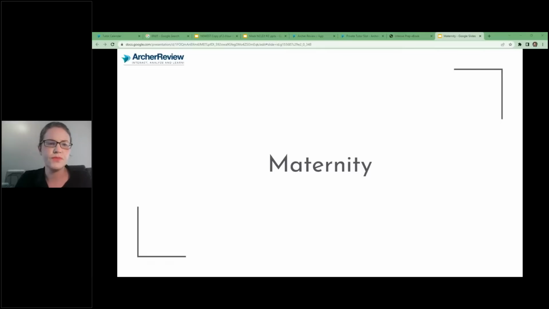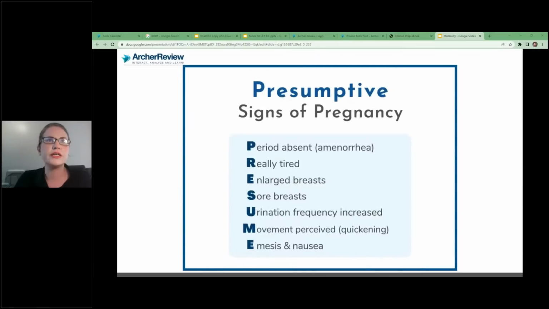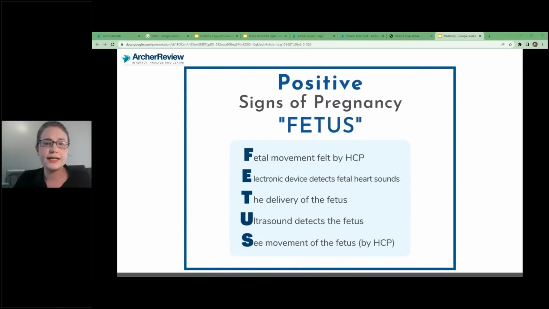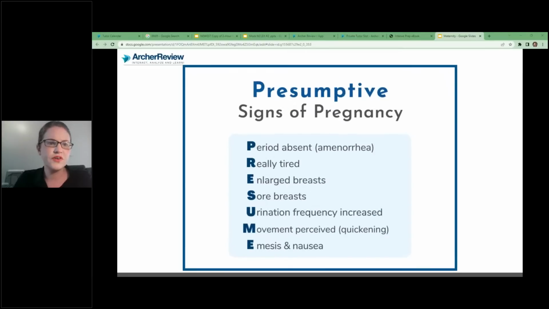And if we're talking about maternity, you absolutely first want to study the symptoms of pregnancy. And we put these into three categories. There are the presumptive signs of pregnancy, there are the probable signs of pregnancy, and then there are the positive signs of pregnancy. First of all, let's look at the presumptive signs. So presumptive means probably they could be pregnant, possibly, but we're not sure 100%. And presumptive spells out the word presume.